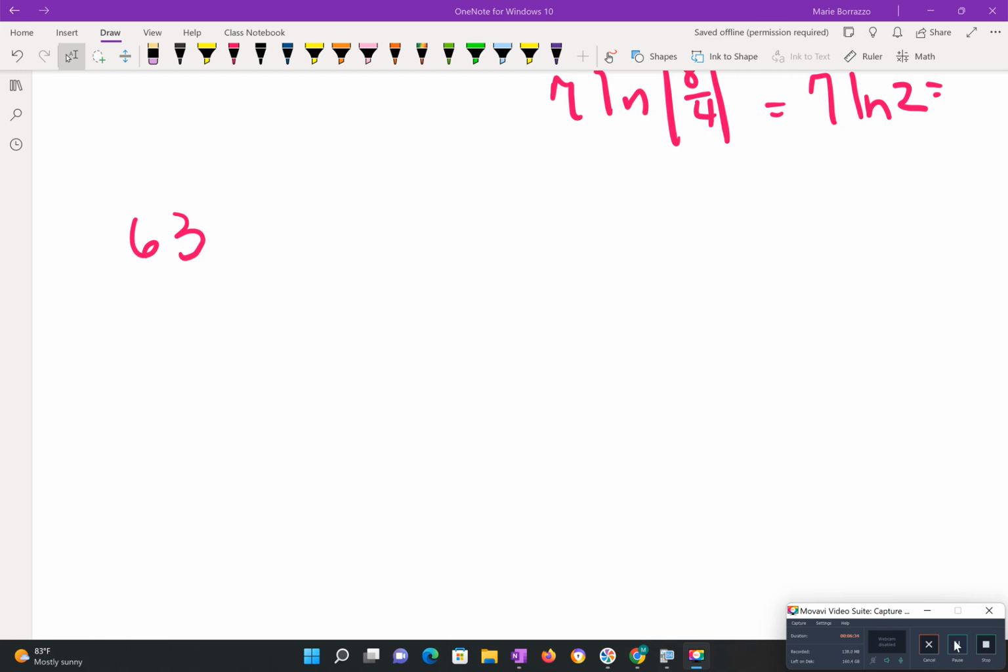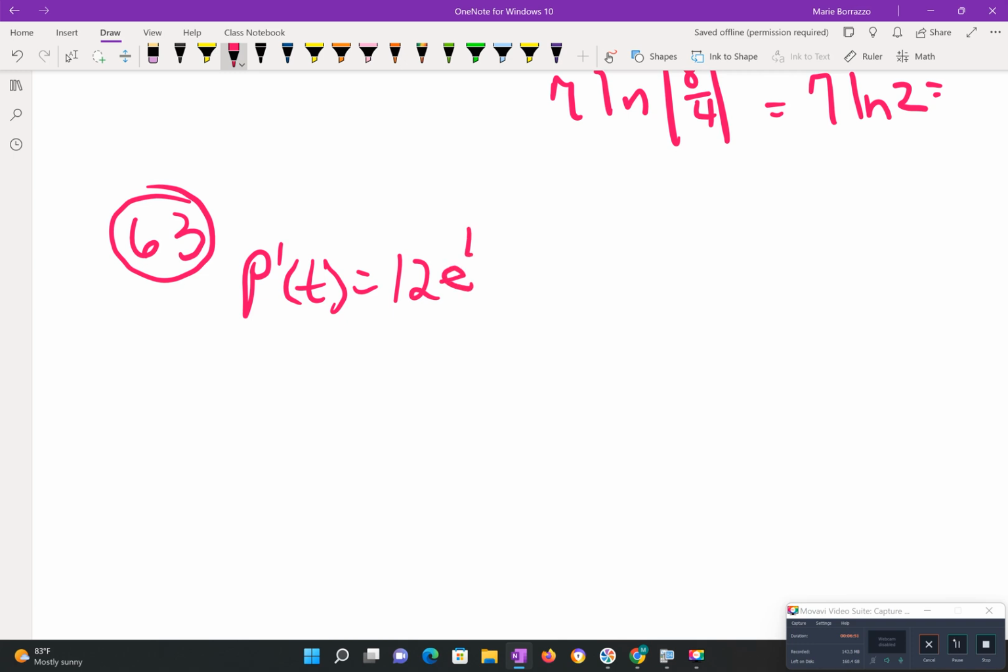So number 63 is another area problem. It says a population of bacteria grows at a rate where P of t is equal to 12 e to the t, and if we take the antiderivative, we already know that it's basically going to be the same thing.